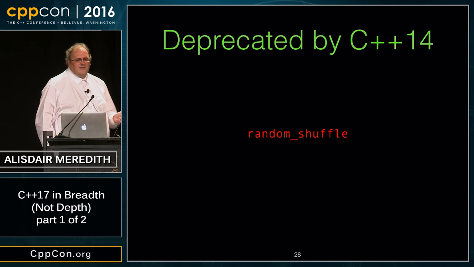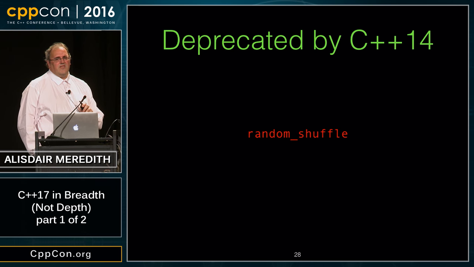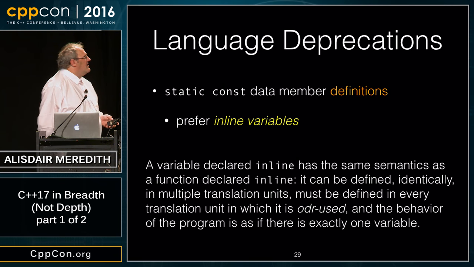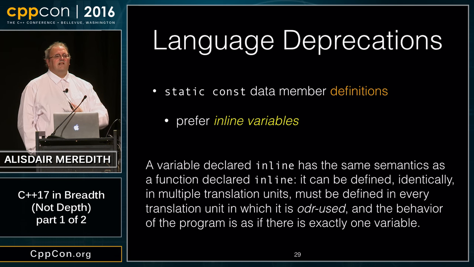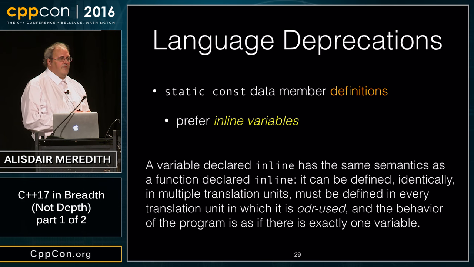So features deprecated by C++14, the previous standard: random_shuffle, not only did we deprecate it, we removed it in 17. So that's gone. On the language side of deprecation in 17, static const data member definitions are being deprecated because we've now added the notion of inline variables.